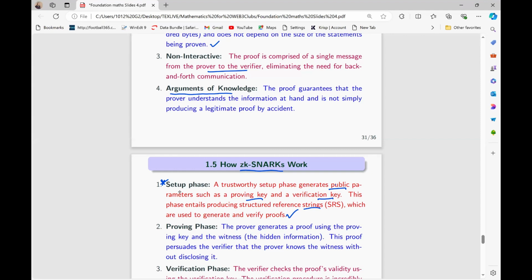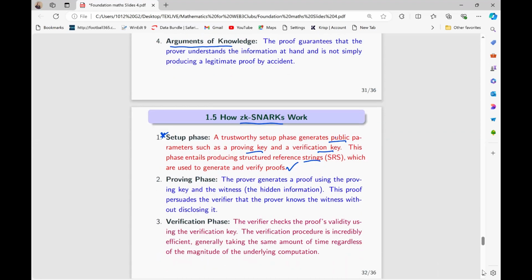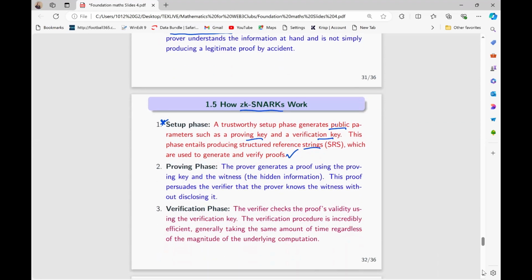Then after the setup phase, we have the proving phase. In the proving phase, the prover generates a proof using the proving key that was generated here, and the witness, which we've said is the hidden information. This proof is supposed to persuade the verifier that the prover knows the witness without disclosing it.